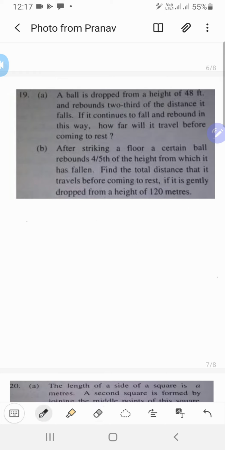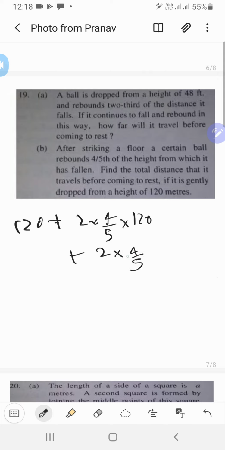Okay, the next question is, after striking a floor, a certain ball rebounds 4/5 of the height from which it has fallen. Find the total distance that it travels before coming to rest if it is gently dropped from a height of 120 meters. So it's the same kind of question. So 120 plus, the next time it goes 2 into 4/5 of 120, then the next time it goes 2 into 4/5 squared of 120, and it keeps going like that.